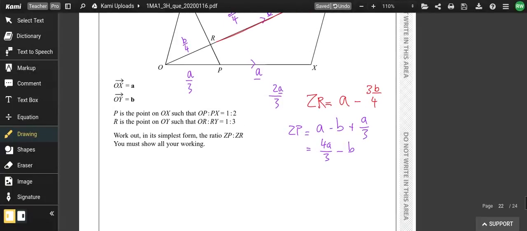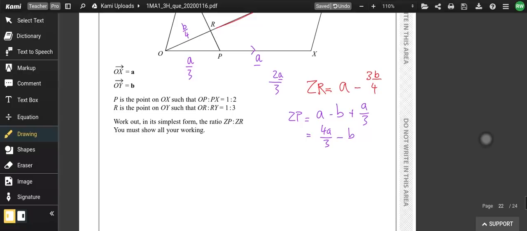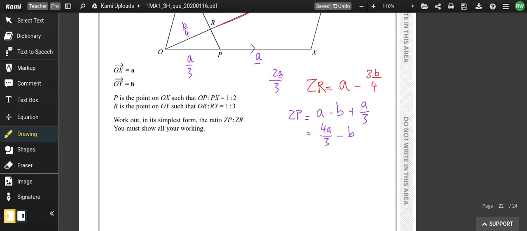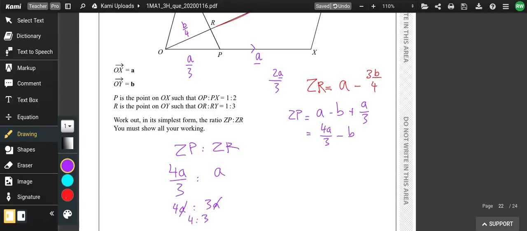So the ratios of these things, what we do with ratios is they're fractions, as you know, ZP to ZR. I'm just going to look at the A's first. So for ZP, I've got 4A over 3. And for ZR, I have 1A. Okay, so I can times both sides by 3. 4A to 3A, I've got a ratio of 4 to 3. And if I've got this correct, I'll get the same ratio when I compare the B components.